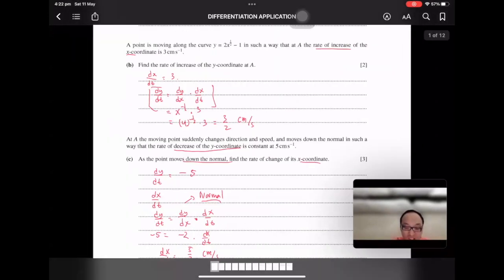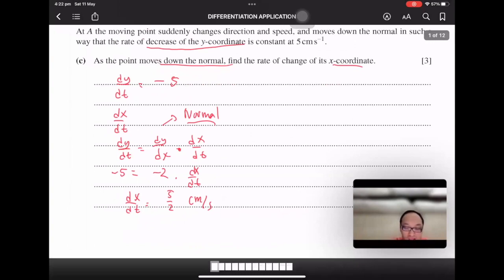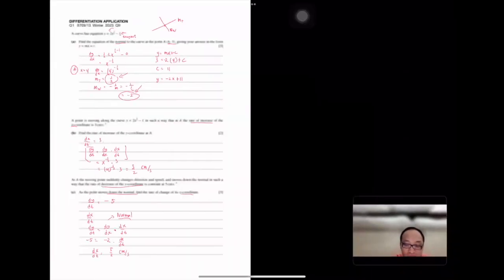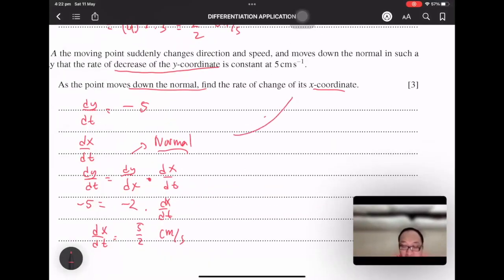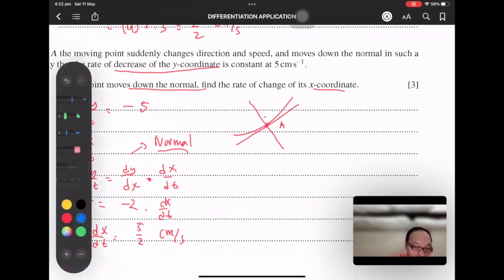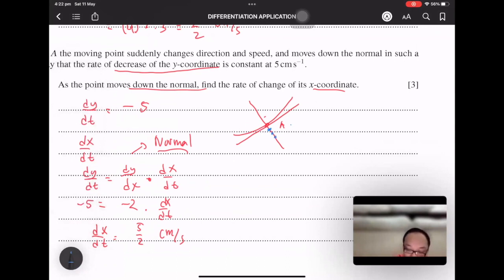So we can see that this is the curve, this is the tangent, and this is the normal at A. When the point moves along the normal, y is decreasing and x is increasing. You can see that the rate of change of y is negative, but the rate of change of x is positive.